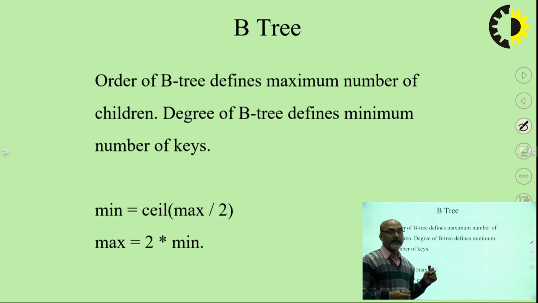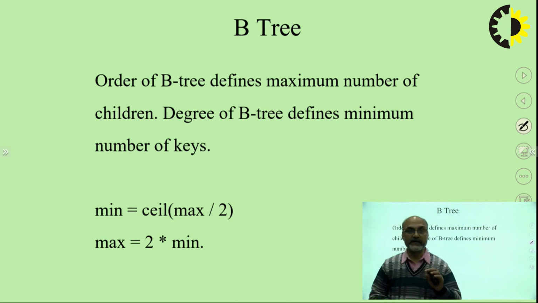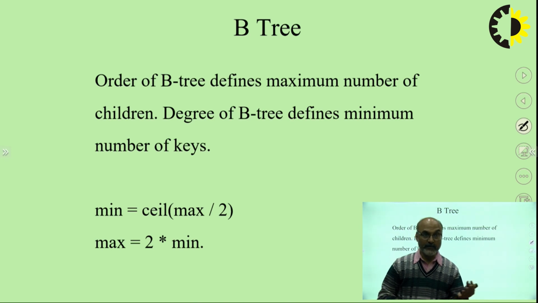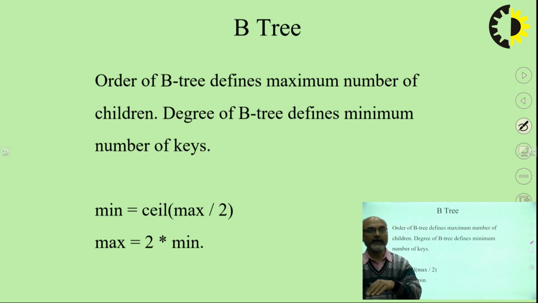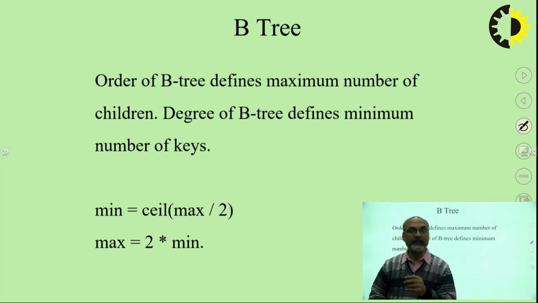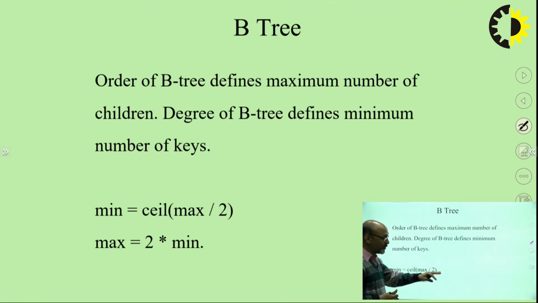The question given in the university exam is like this. You are given some key values like 99, 22, 24, 48, and there is a question statement: insert these key values in the same sequence given here into an empty B tree, a B tree having no key values. Inserting keys one by one will grow the B tree. So I am coming to that.